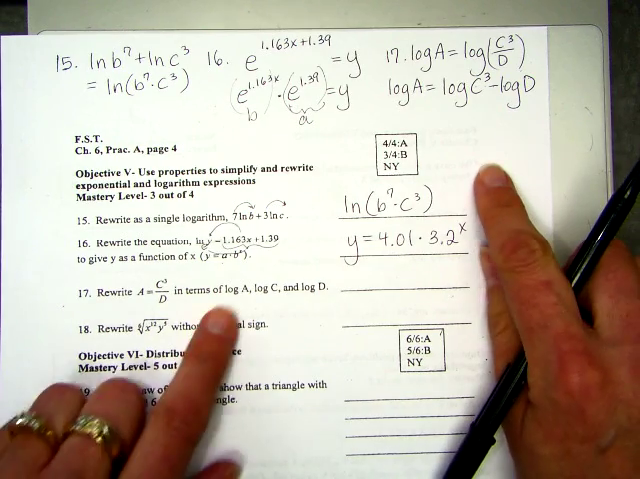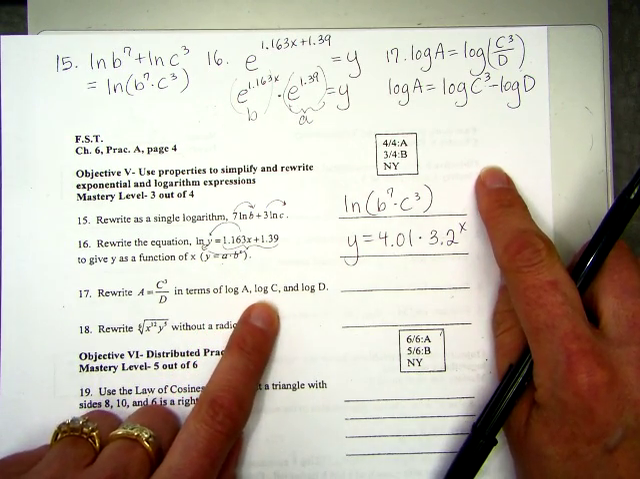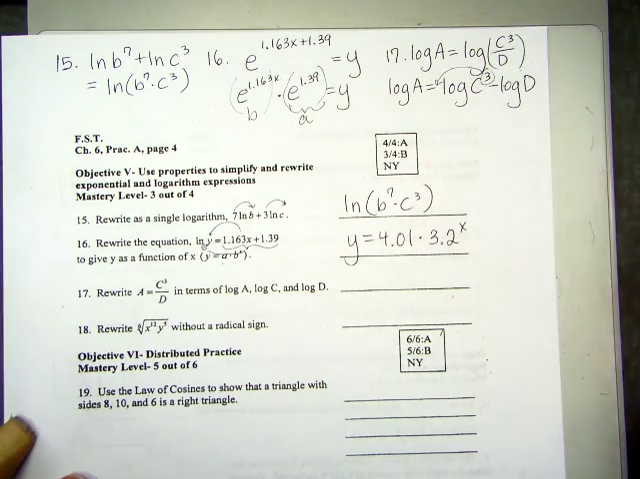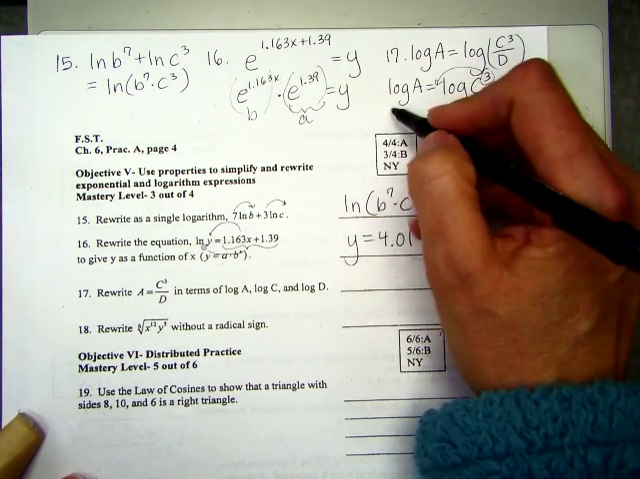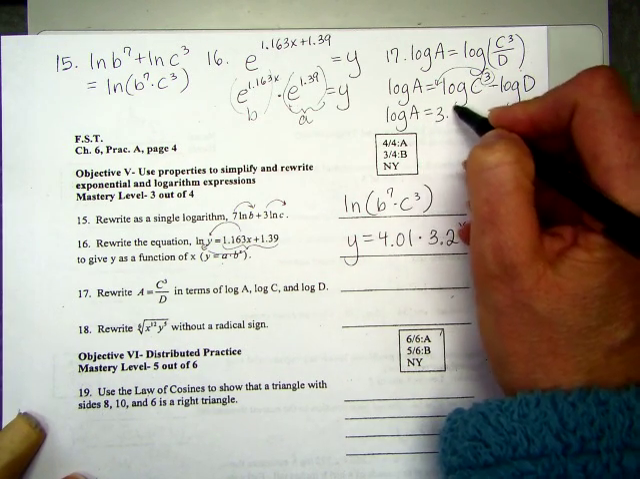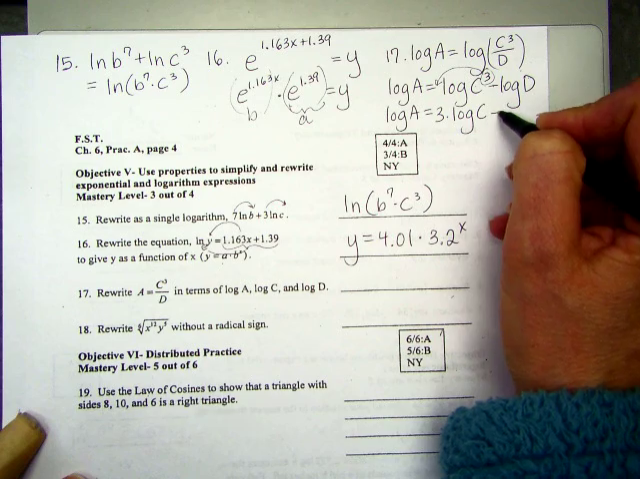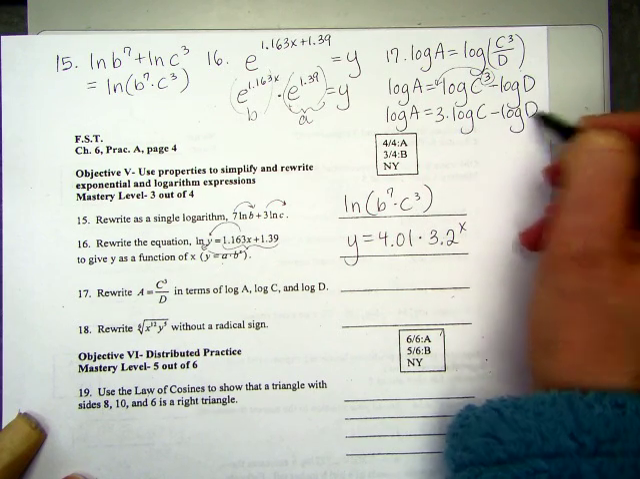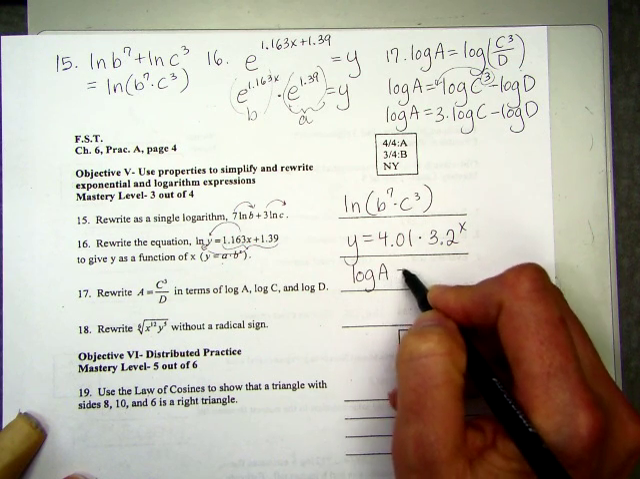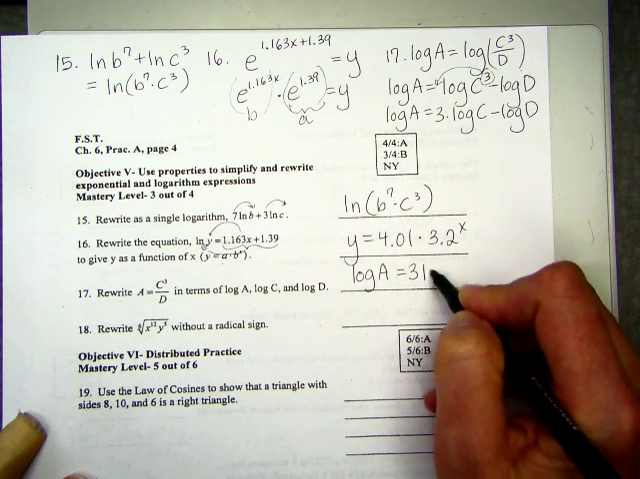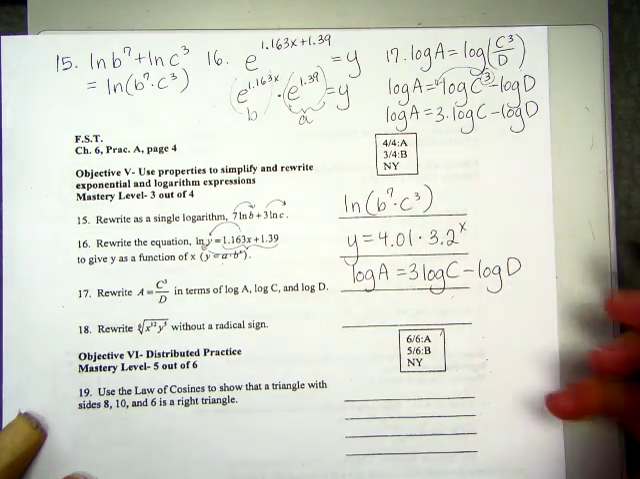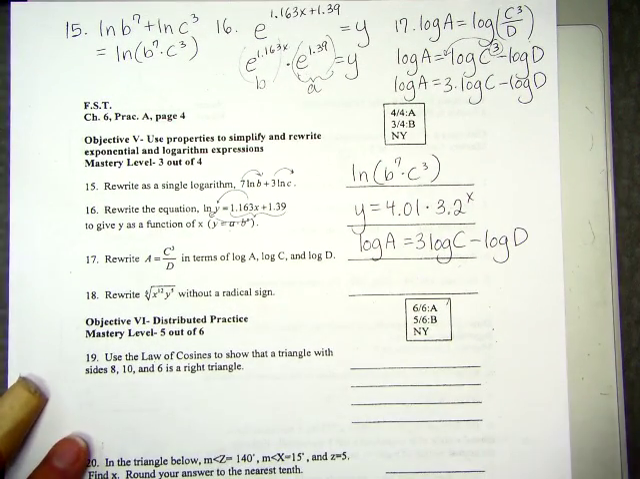We have one more step, because notice it doesn't say log of c cubed, it just says log of c. So the only one more step is that I want to bring this down in front. Okay? And then my final answer would be log of a equals 3 times the log of c minus the log of d. Again, that's my final answer. Log of a equals 3 log of c minus log of d. Okay.